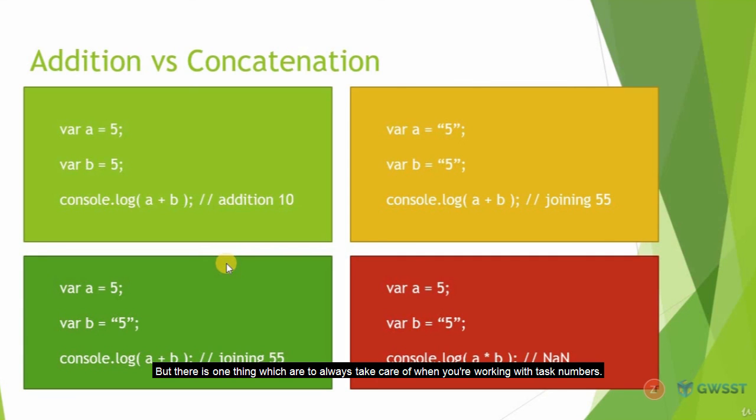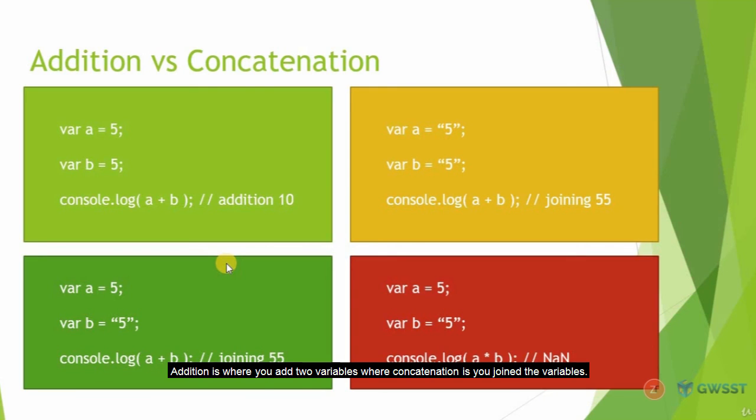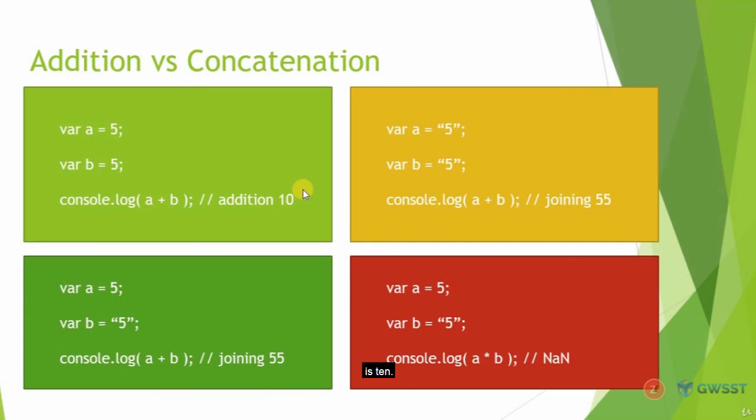But there is one thing which you always have to take care of when you're working with JavaScript numbers. There's a huge confusion when it comes to JavaScript additions and concatenations. Addition is where you add two variables, whereas concatenation is where you join two variables. Now in the first example, you can see I have given a equals 5 and b equals 5. So in the console log, if I add a plus sign, that would be an addition, and the answer I would get is 10.